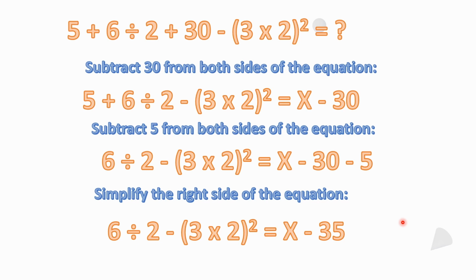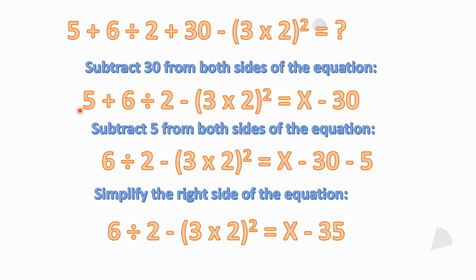In my case here, let's subtract 30 from both sides of the equation. This is the original equation up at the top. See, I have a 30, and then I'm going to replace the question mark with an x. So we subtract 30 from both sides. That 30 goes away on the left side, but on the right side, you're going to have x minus 30.